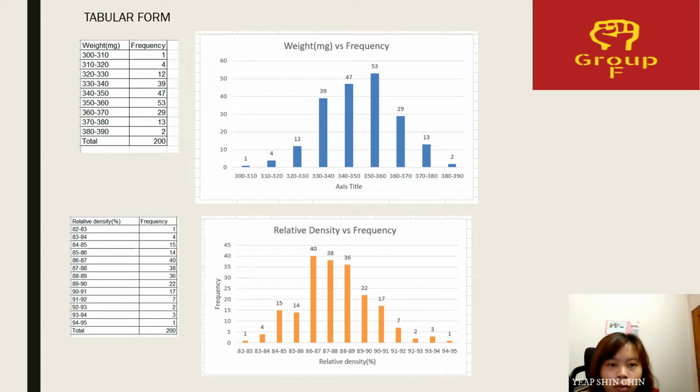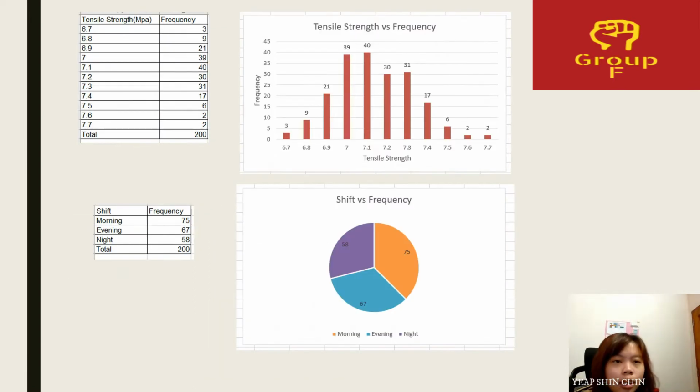Okay, so now we go to the tabular form. In tabular form, we will find first weight versus frequency. So we will get this chart, and then we find relative density versus frequency. So we will get this chart, and then we will find the tensor strength versus frequency. So we will get this chart, and we will find for the tree shift versus frequency. So from this pie chart, we can see the frequency for the tree shift.